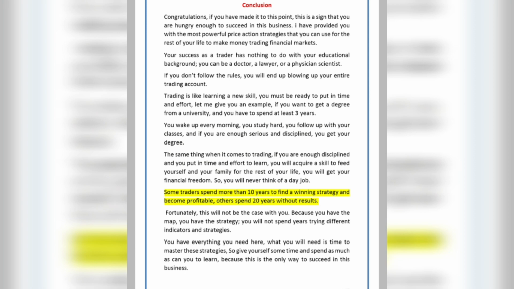Some traders spend more than 10 years to find a winning strategy and become profitable. Others spend 20 years without results. Fortunately, this will not be the case with you. Because you have the map, you have the strategy, you will not spend years trying different indicators and strategies. You have everything you need here. What you will need is time to master these strategies, so give yourself some time and spend as much as you can to learn, because this is the only way to succeed in this business.